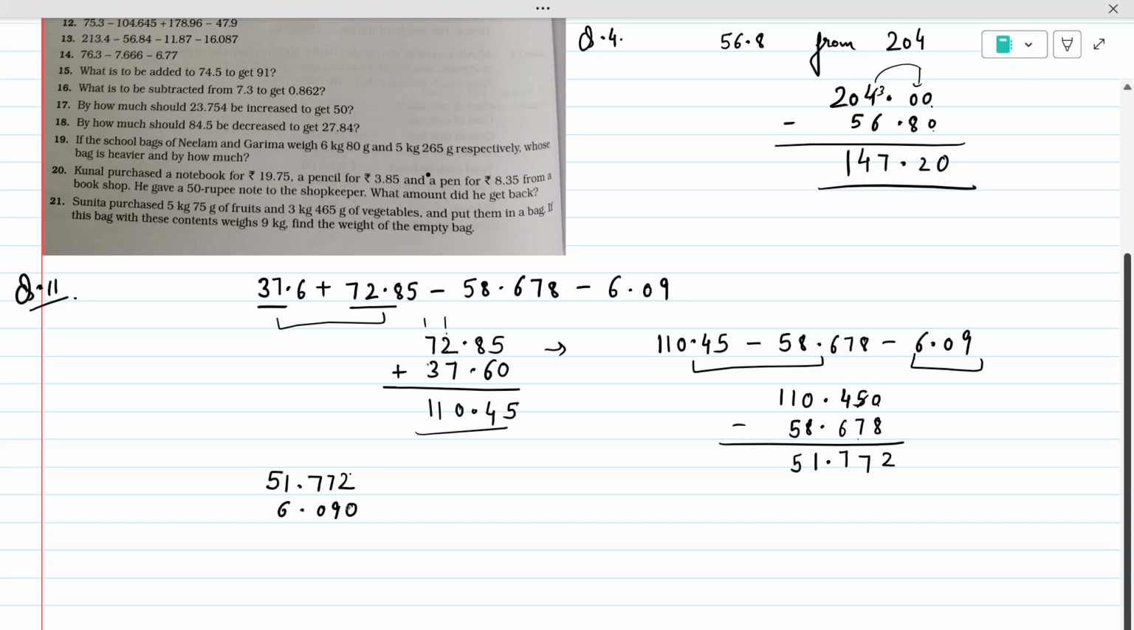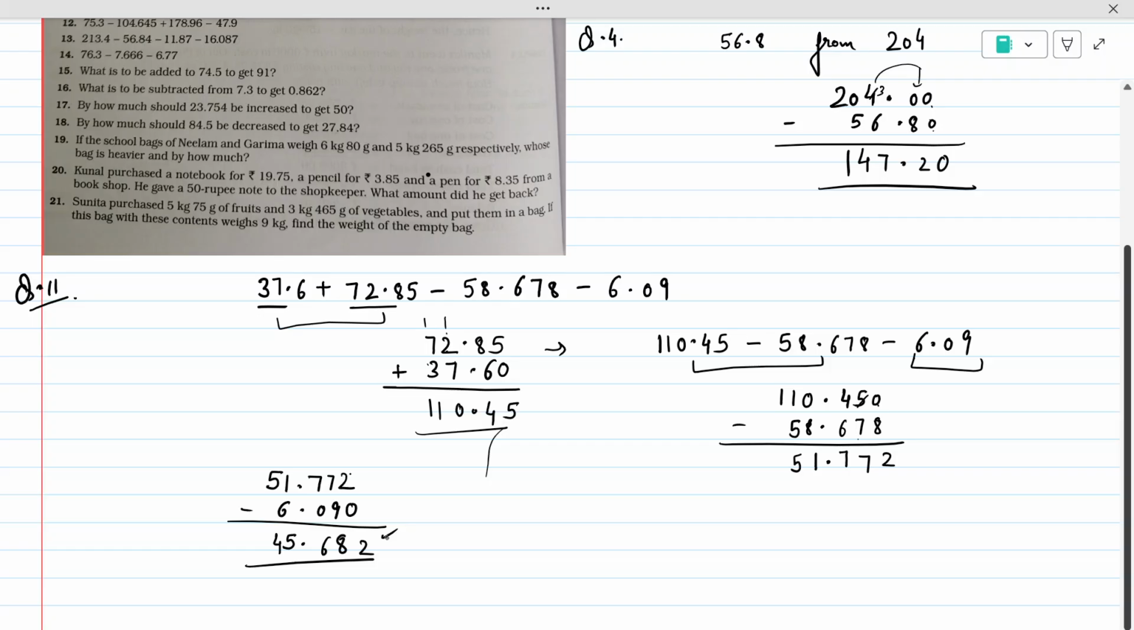6.09, and I'm adding 0 again to make it like decimals. So this is 2 and then we have 17 minus 9. Okay, so when we are going to subtract this number 6.090, we will get 8 here, 6 will be left here, and then here 11 minus 6, it will be 5 and 4 here. So this is our answer.